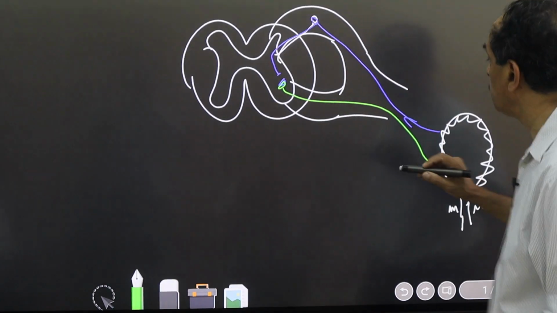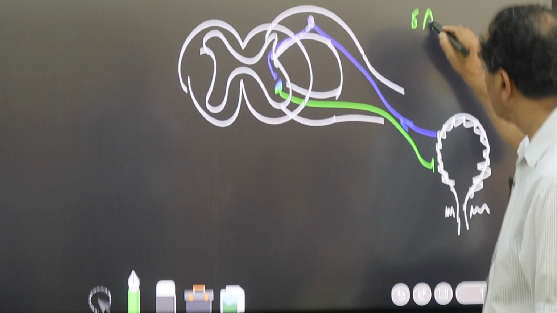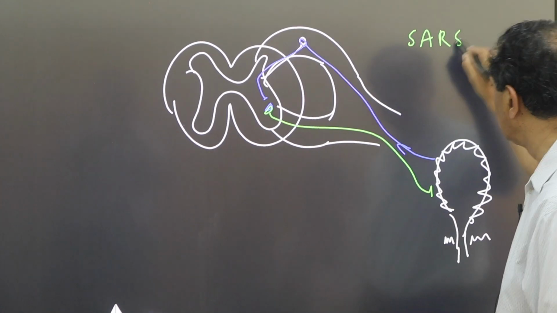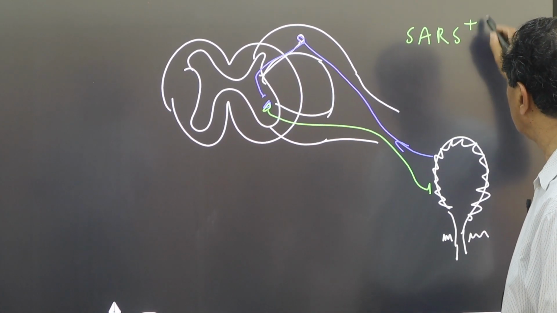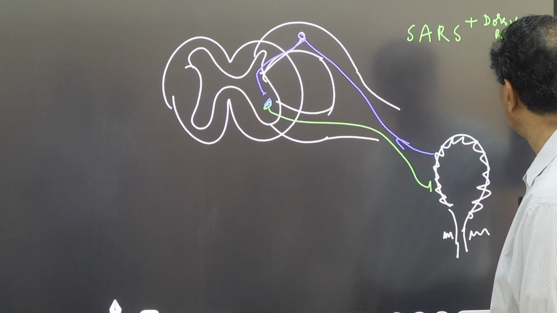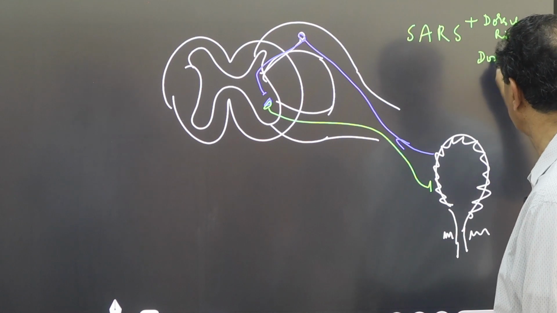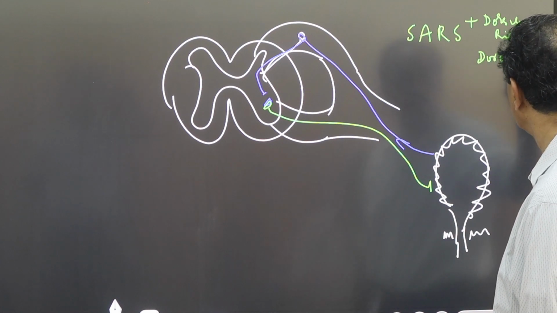What happens with the sacral anterior stimulator? SARS, sacral anterior root stimulator. Previously it was controlled with dorsal rhizotomies. Dorsal rhizotomy was the original procedure, or dorsal root stimulation. So now the procedure is dorsal root stimulation.